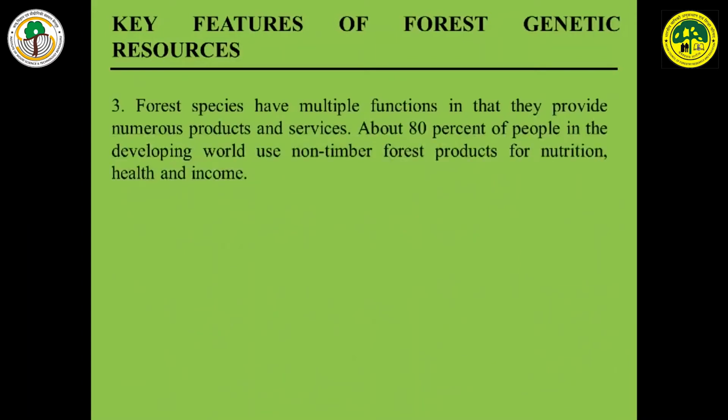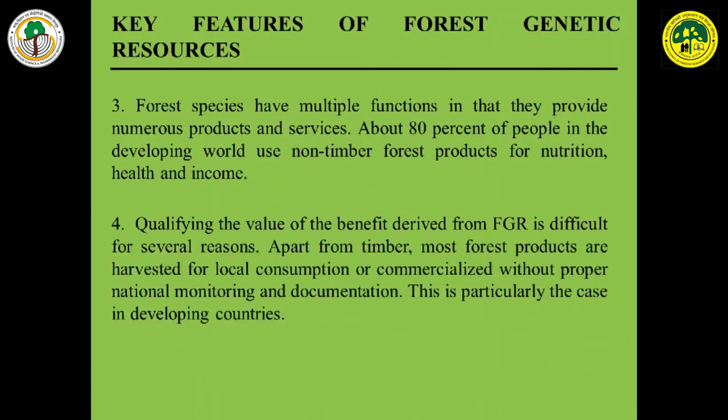Third, forest species have multiple functions in that they provide numerous products and services. About 80% of the people in the developing world use non-timber forest products for nutrition, health, and income. Fourth, quantifying the value of the benefit derived from FGR is difficult for several reasons. Apart from timber, most forest products are harvested for local consumption or commercialized without proper national monitoring and documentation. This is a particular case with developing countries.